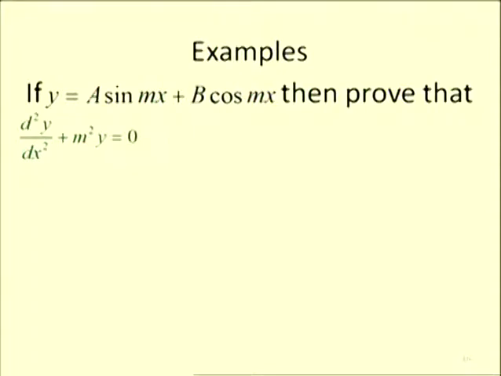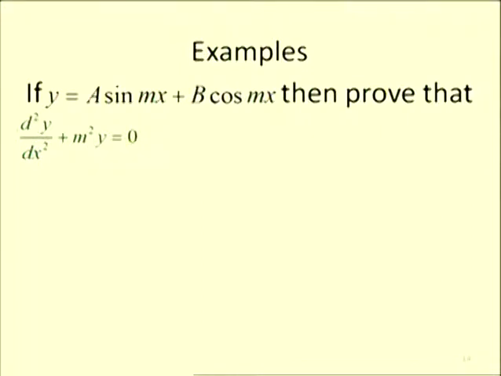Here we are given a function, that is y is equal to a sin mx plus b cos mx, and we are asked to prove that d2y by dx2 plus m square y is equal to 0. So generally we will be given a function in terms of x, and we are asked to prove a result which involves second order derivative, maybe first order derivative, or maybe y. So that equation we have to prove.